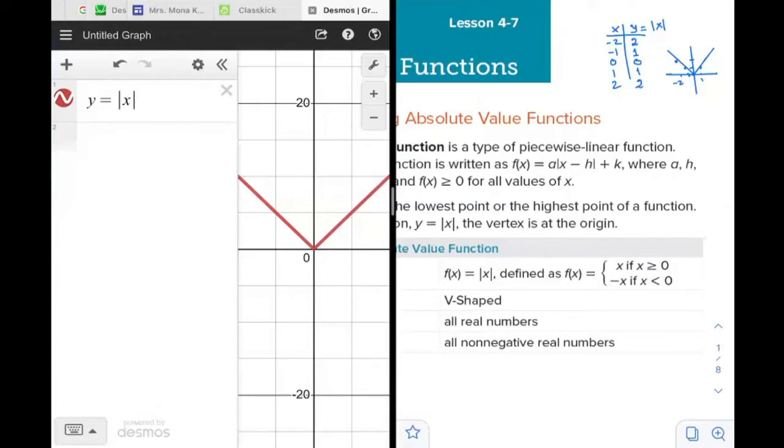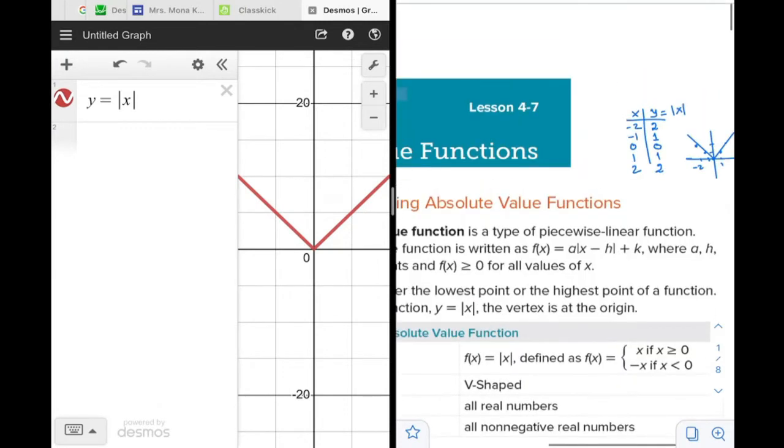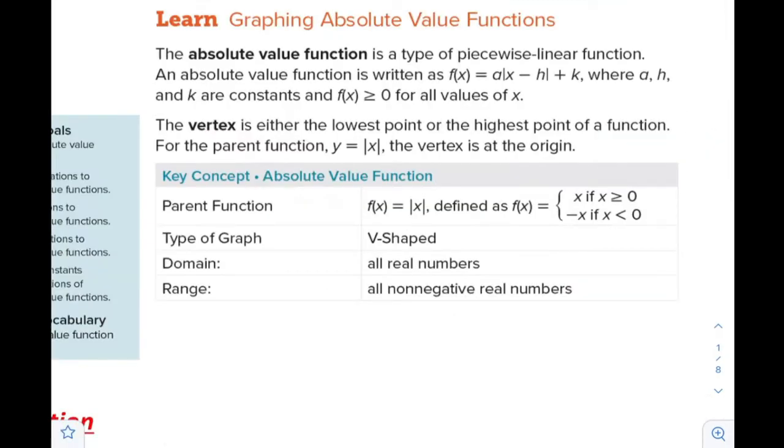It is always a V shape, and this point (0, 0) is called the vertex. The vertex of the absolute value function is always either the lowest point or the highest point. So it can look like a V that opens up. In this case, this is the vertex and it is the lowest. Or it can be upside down, but also a V shape, and this will be your highest point.